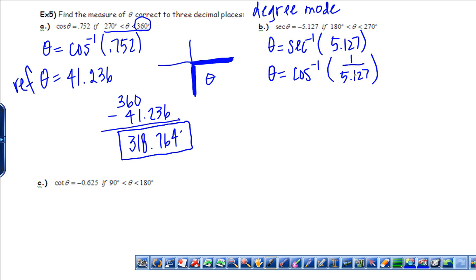So plug that in and write down what you get. It should be a reference angle. In fact, do you get 78.753? That is a reference angle. It's between 0 and 90, and it's positive.